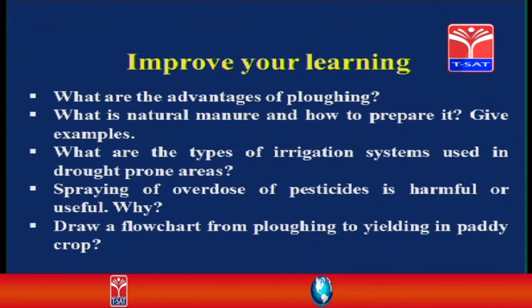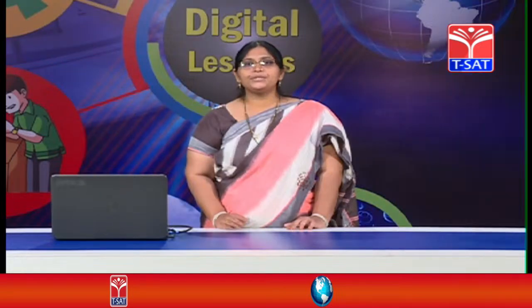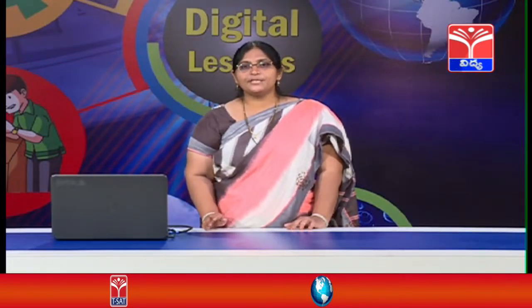Draw a flow chart from ploughing to yielding in paddy crop. From the ploughing process till the yielding process, what are the steps involved? Write that down in a flow chart.